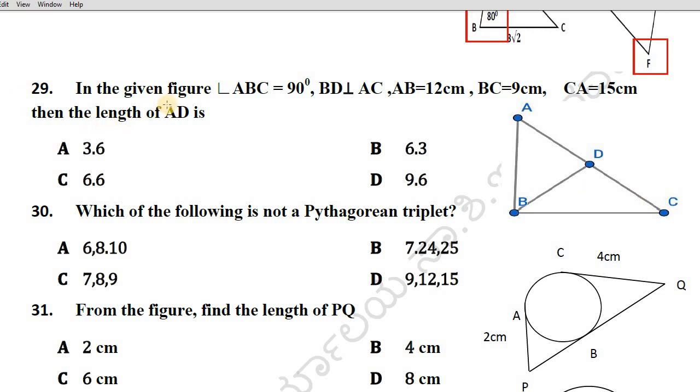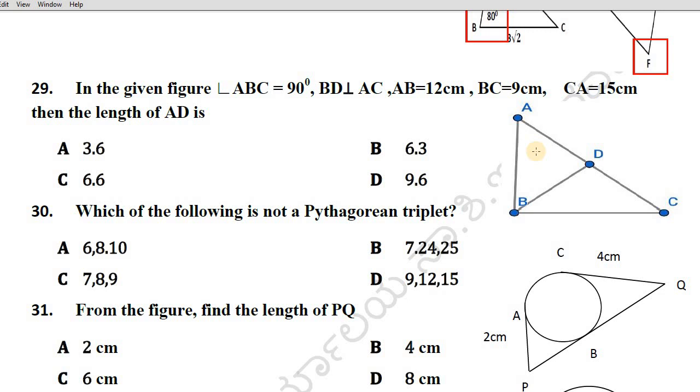Then the length of AD is where? This one. If you observe properly, I'll mark again, children, this one. This length we wanted to find, that's all. It is a part of the hypotenuse AC. Same kind of questions we have seen in the model question paper, children. If you watch that video, definitely you can solve this problem. Anyhow, I'll tell you the way of solving this.